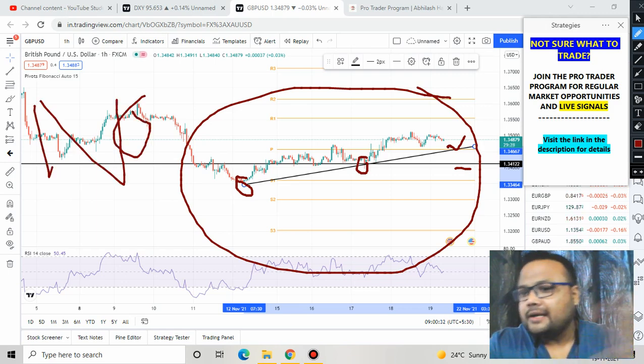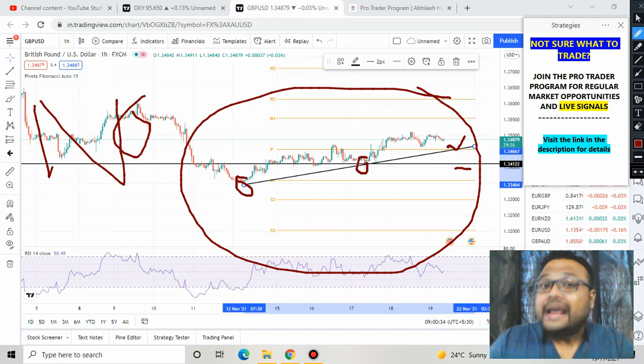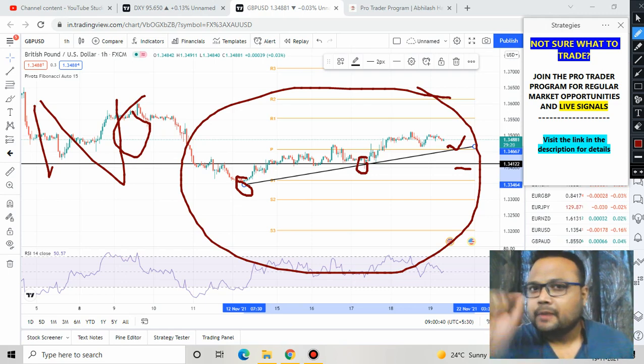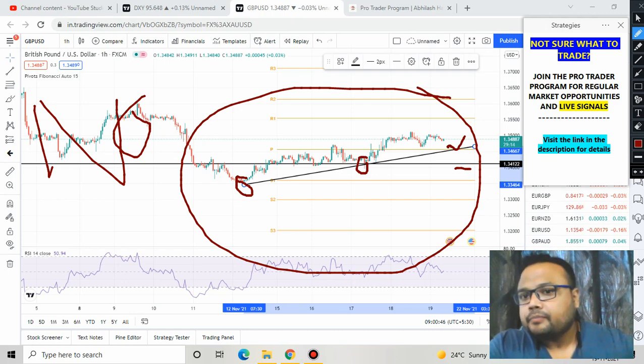But right now we also do not have any selling opportunity, because we do not have any proper resistance. So for this Friday, 19th November, this is the only trading opportunity. If the market comes to the trend line and bounces, go for buy. If it breaks the trend line and goes down, avoid GBP USD for Friday. I'll be coming tomorrow and I'll tell you what should be your next strategy for GBP USD.